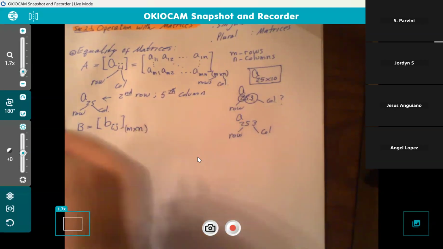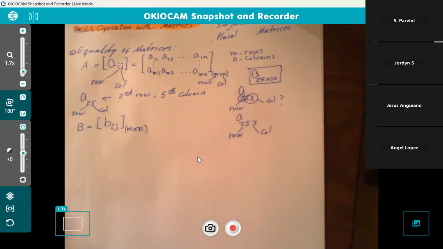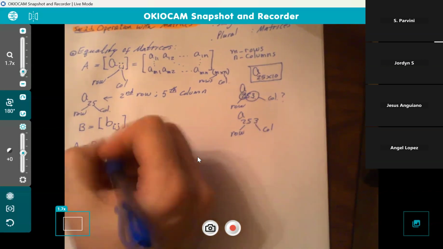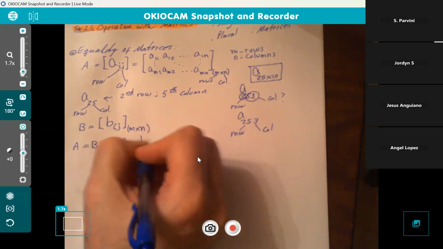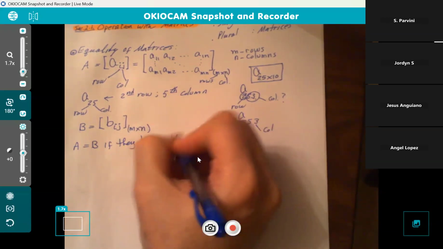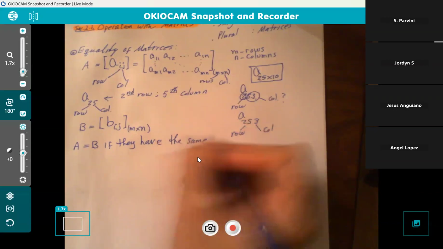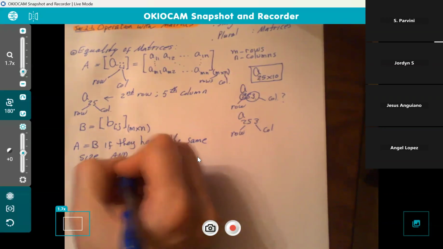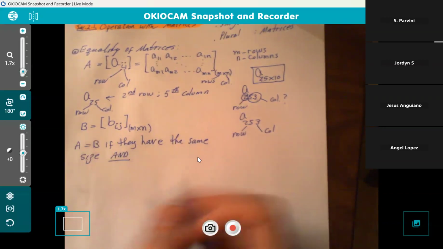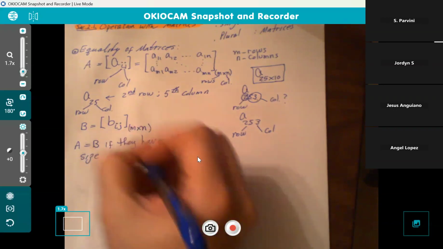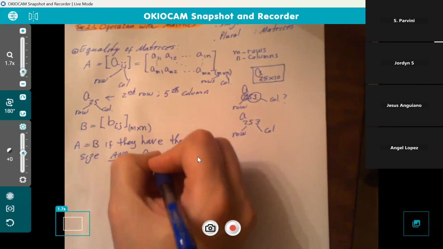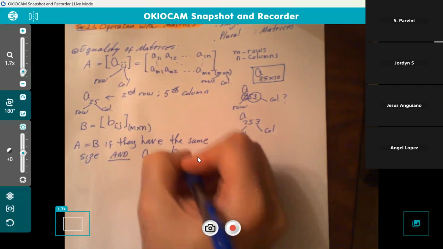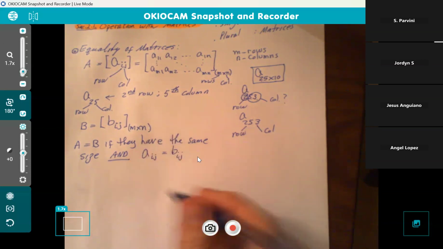So as long as they have the same order or are of the same size, then two matrices A is equal to B if they have the same size. That's like the important prerequisite. They must have the same size. And in addition, this is a conjunction, meaning both parts must be satisfied. Every element in the ij position of A should equal the exact same element in the exact same position.